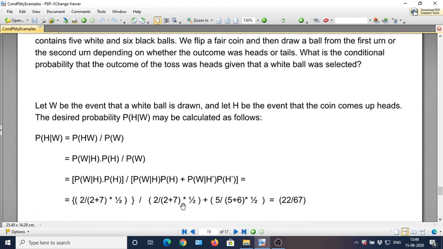For the denominator we have this result: the probability of getting a head and therefore choosing the first urn is half into 2 by 2 plus 7 to get a white, or we could have gotten a tail with probability half, chosen the second urn, and drawn a white ball with a probability of 5 by 5 plus 6, which results in this one.